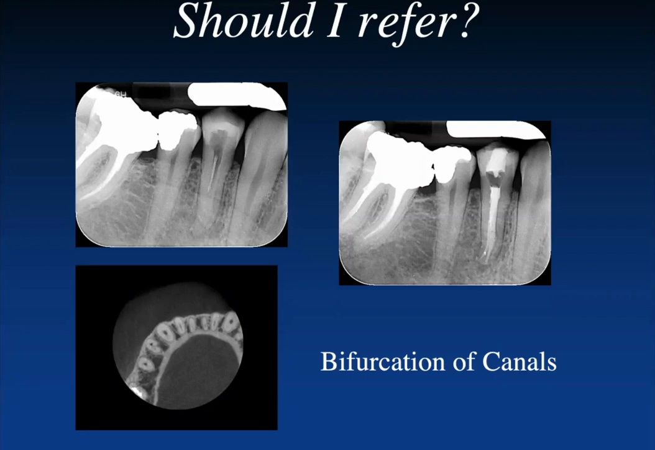You can see how complex the anatomy is there. It's almost C-shaped. And it was done in one visit after we got the CBCT, and we knew how to maneuver inside the tooth. Now, this is a higher level of difficulty because it's bifurcated deep in the apical part of the root.